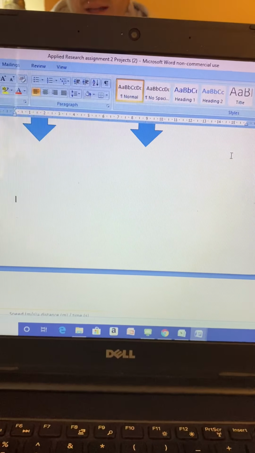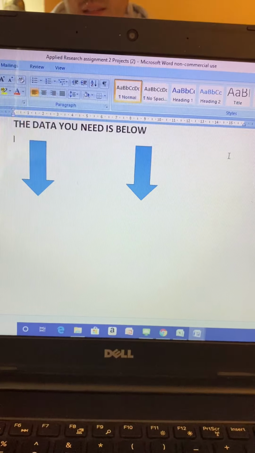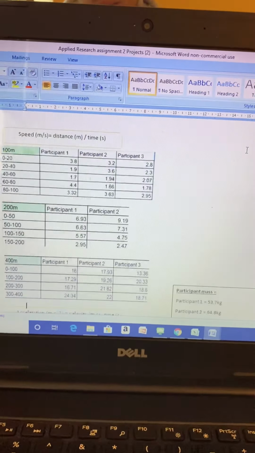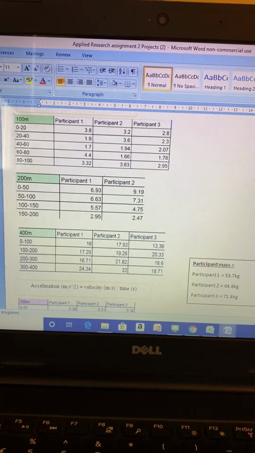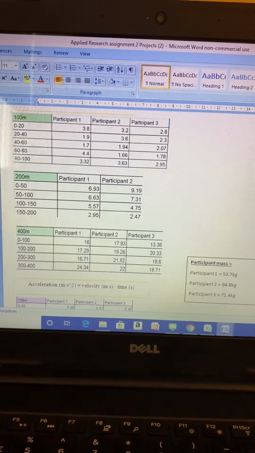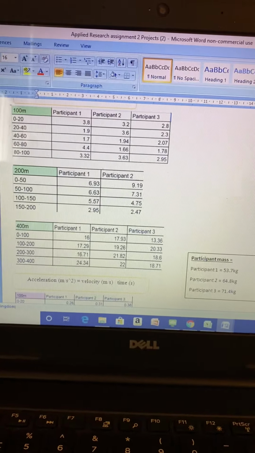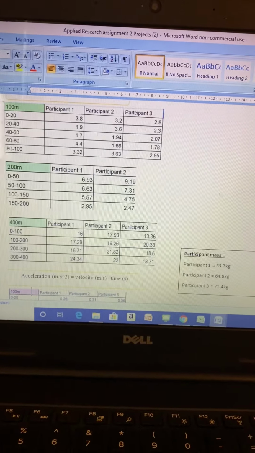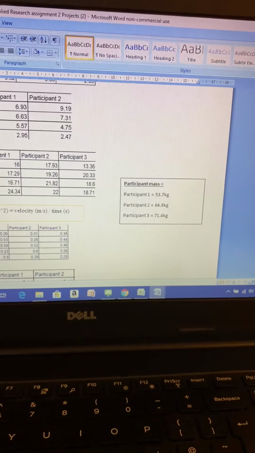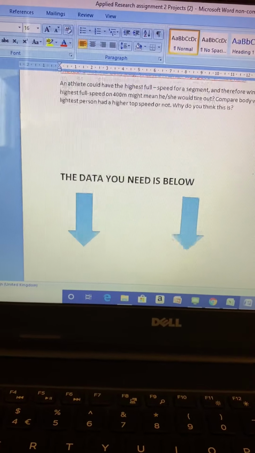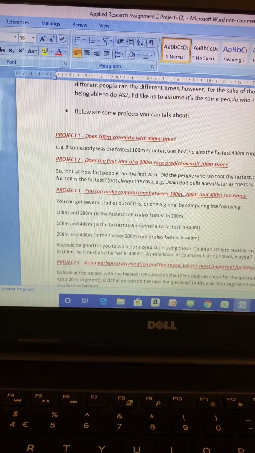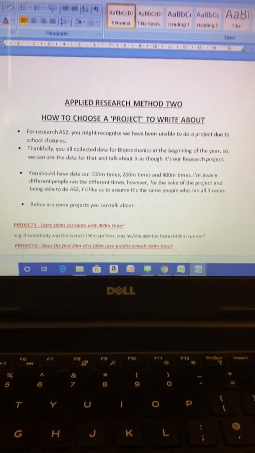Okay. And then obviously Michael's put the data here that you need all there. Okay, so you can use that. You've obviously got 100 meters, 200 meters, 400 meters, all 3 or 2 participants. You've got it all down here. So you've got the acceleration, you've got their weights just there as well, and you can use all of this in your project. It's really important that you do include the data. You can't just talk about it and not back it up.